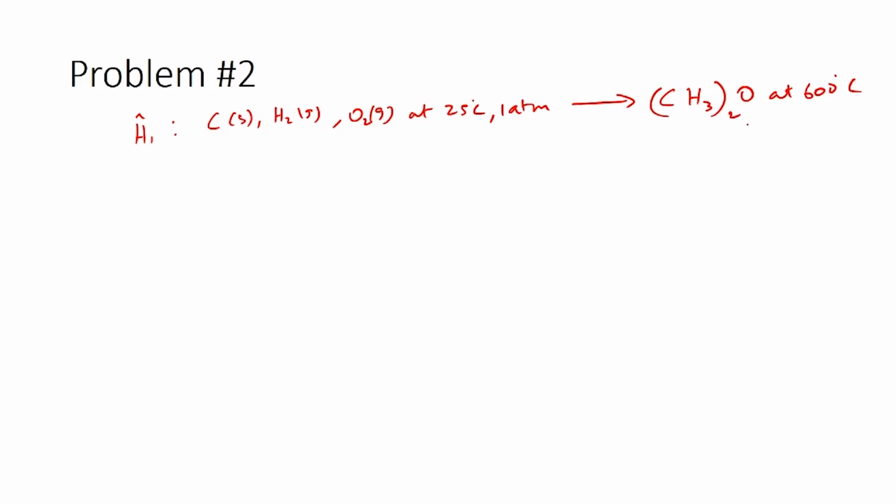Which means we have to build a hypothetical path to identify the change in enthalpy, because you have formation happening and we need to identify change in temperature as well. So, this can be broken down into 2 steps. The first step would be the formation of dimethyl ether, CH3 twice O at 25 degrees Celsius, and from here it can be heated to 600 degrees Celsius. The first step is the formation reaction and the second step is the change in temperature.